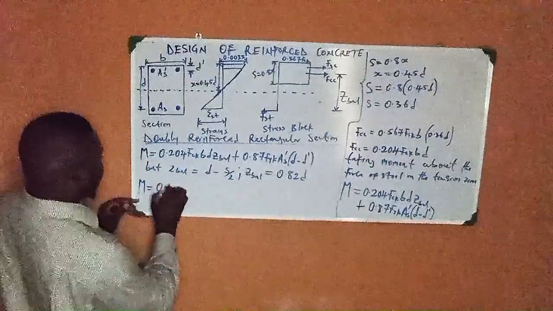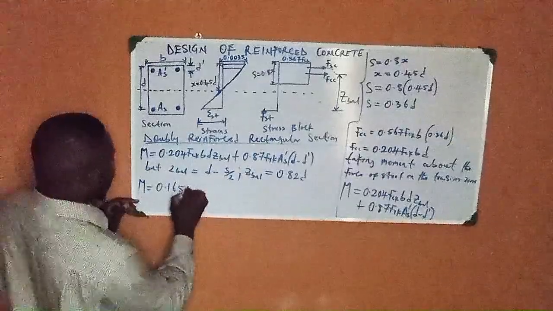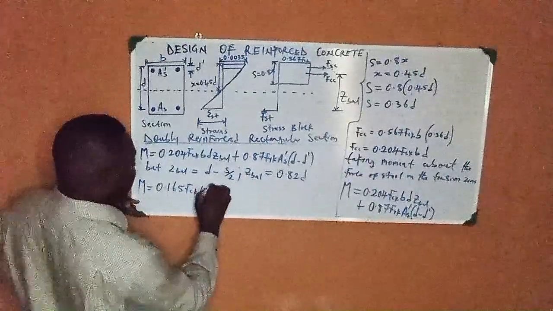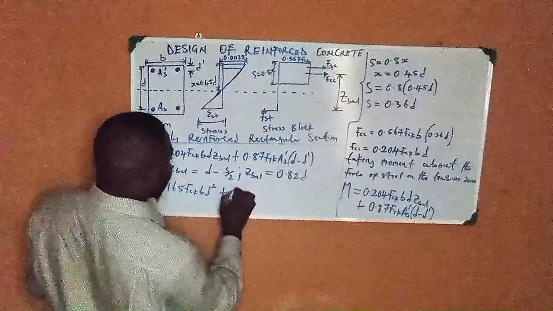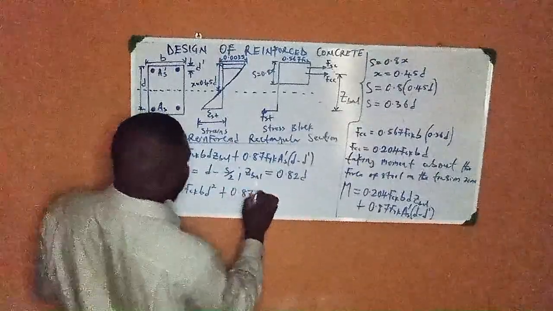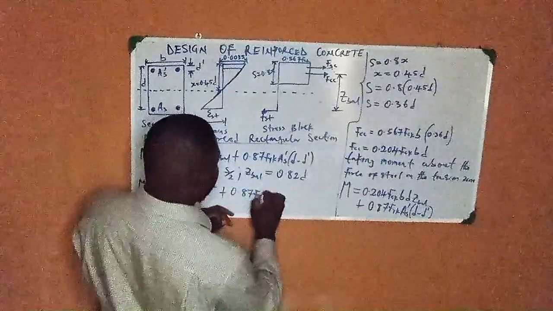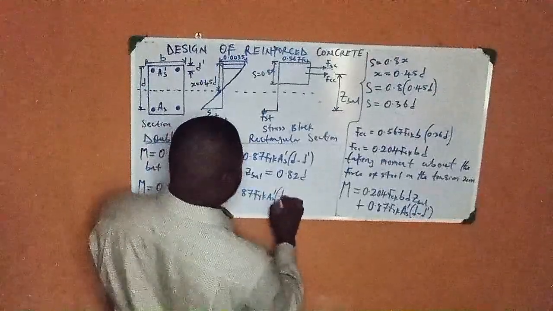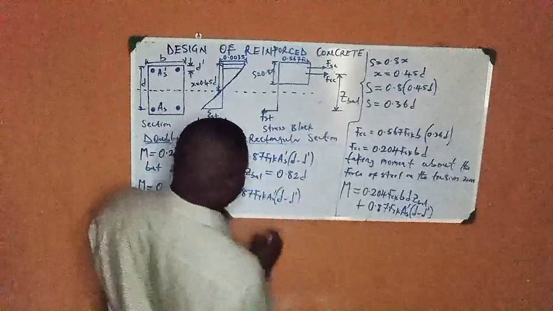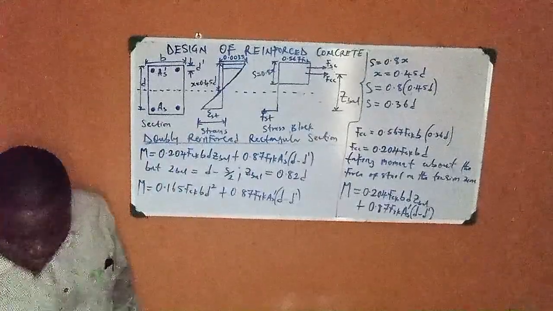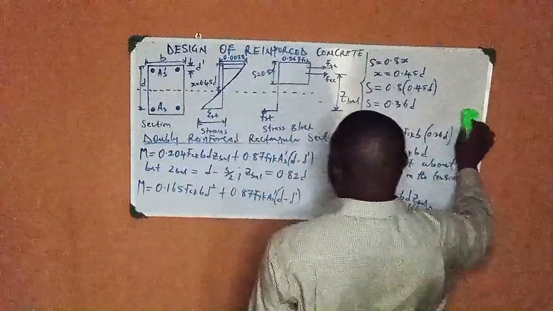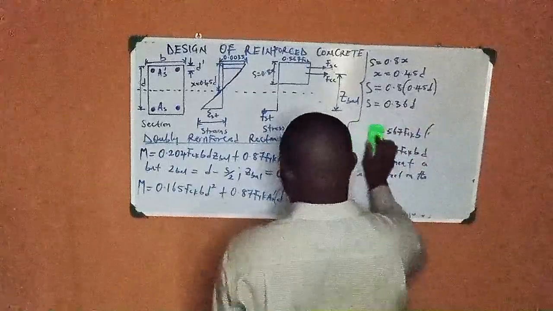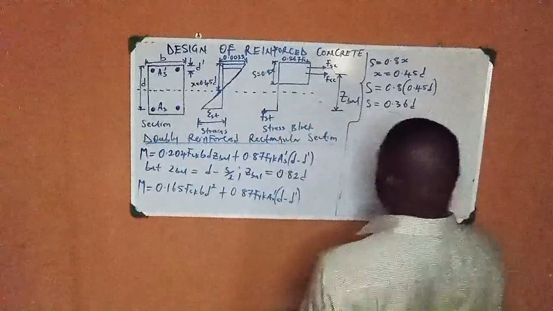So by the time I substitute this 0.82 d inside this very equation, I have my M becomes equal to 0.165 fck bd squared plus 0.87 fyk As prime into (d minus d prime). I can continue from this side.